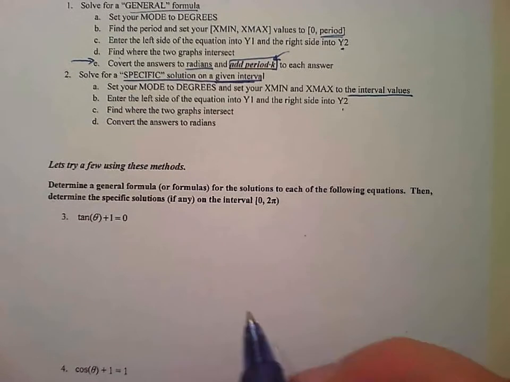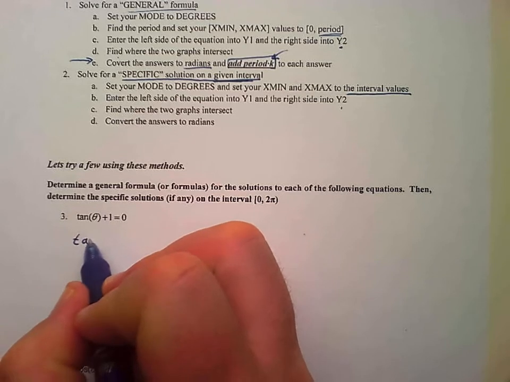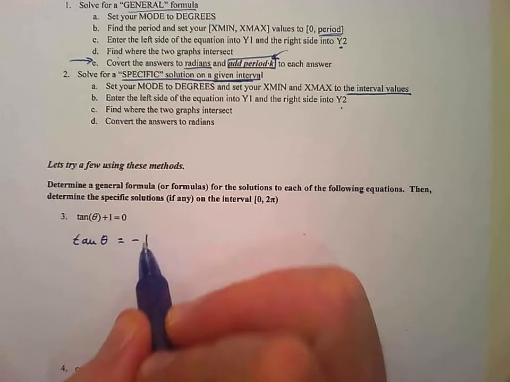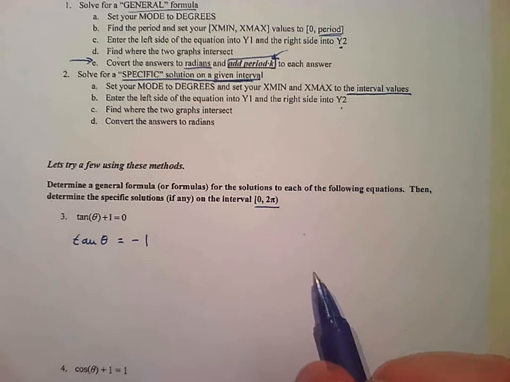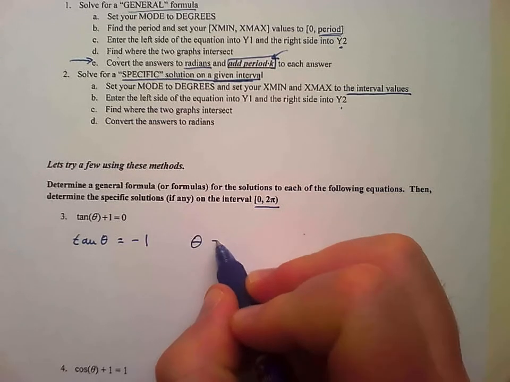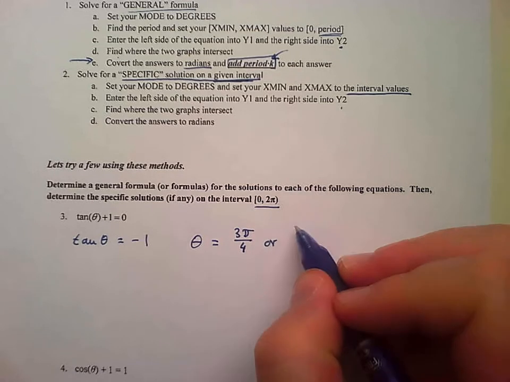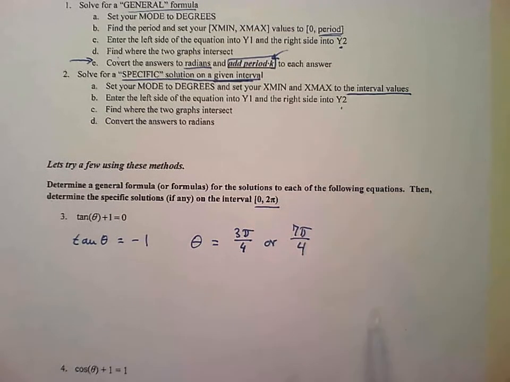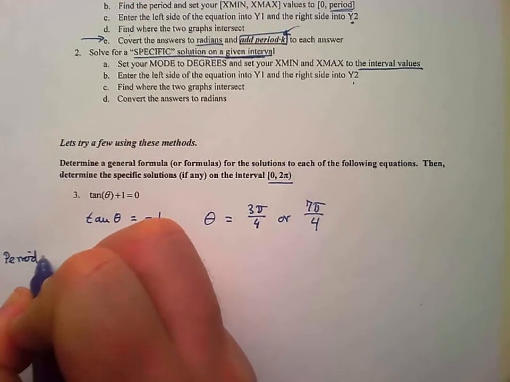So just like we did before, we're trying to solve for theta. So therefore, tangent of theta is equal to negative 1. Well, where does tangent of theta equal negative 1? If we're looking at the interval from 0 to 2 pi, then theta should be equal to 3 pi over 4 or 7 pi over 4. Now, here's something that's really important. For this case, our period is pi.